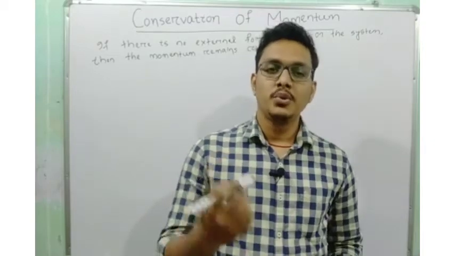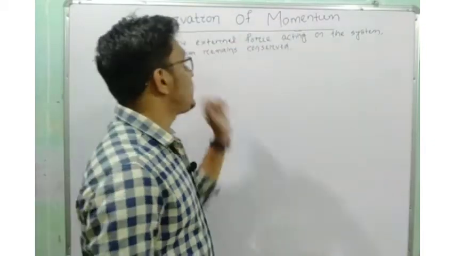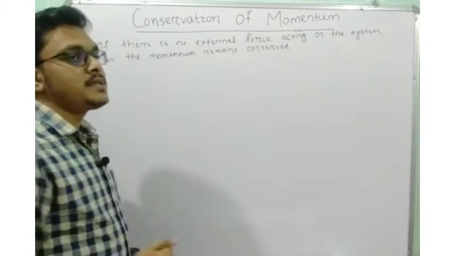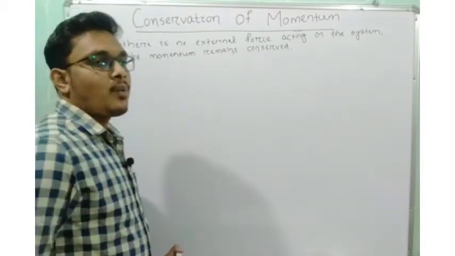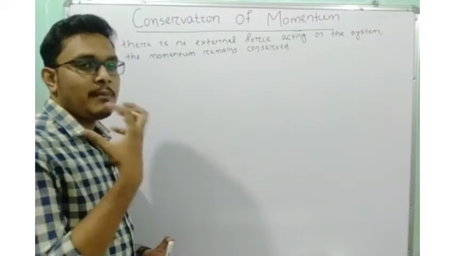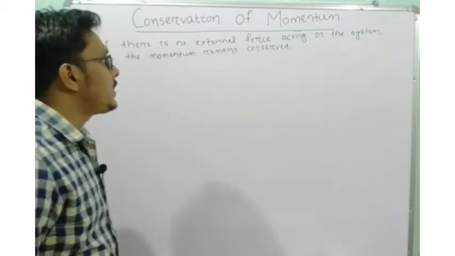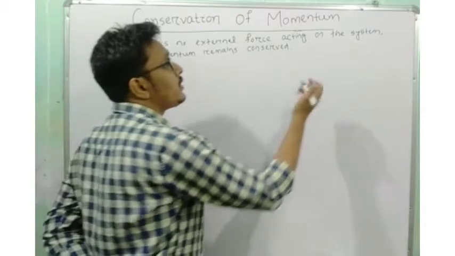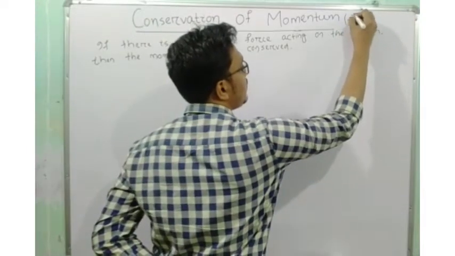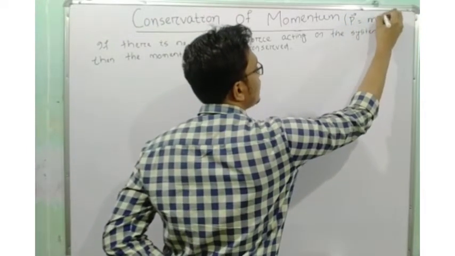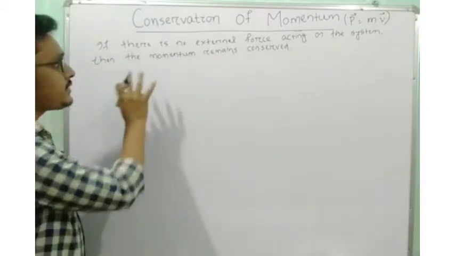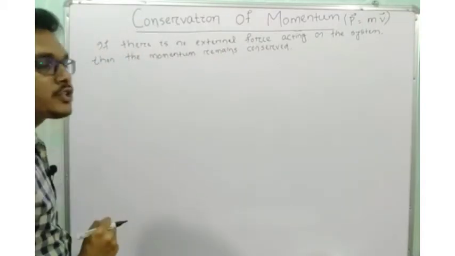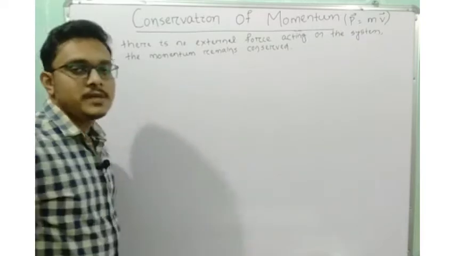Hello everyone. Today I will discuss conservation of momentum. Conservation means it is a constant, and momentum means the quantity of motion or amount of motion contained in the body. So we all know that the momentum P is equal to mass times velocity. The conservation law states that if there is no external force acting on the system, then the momentum remains conserved.